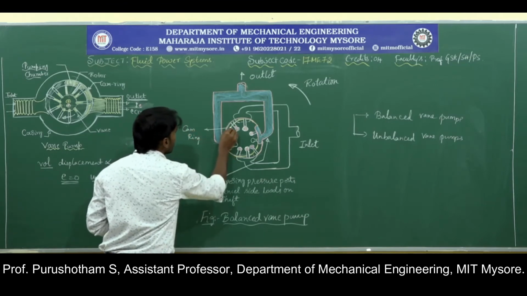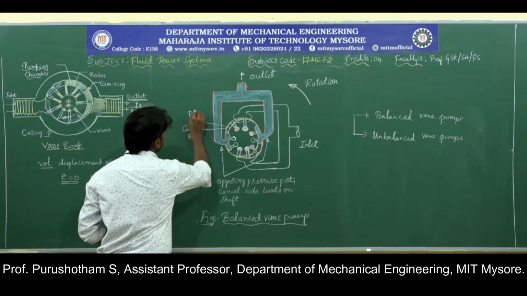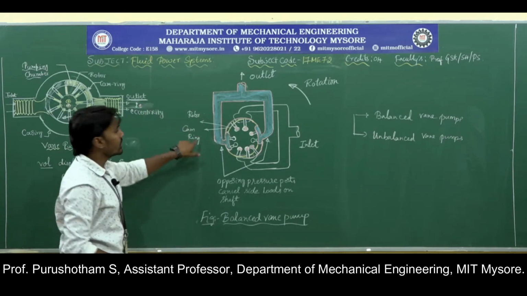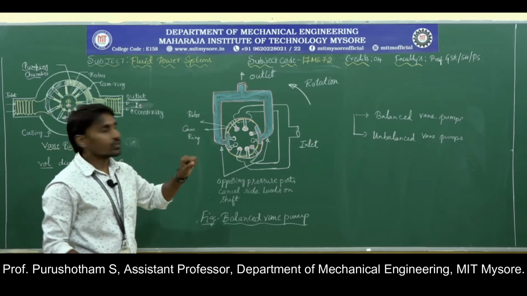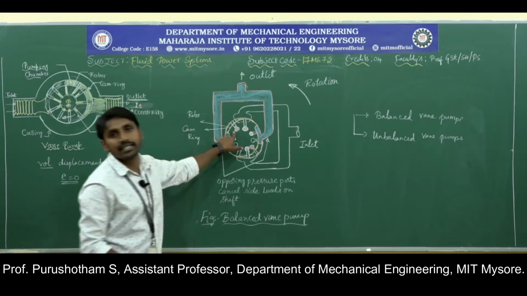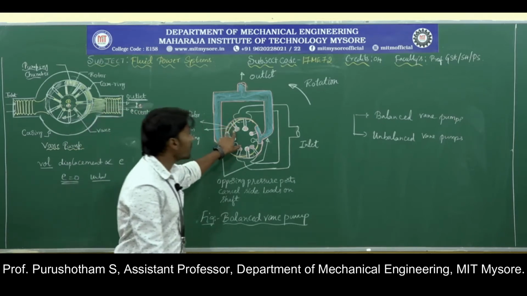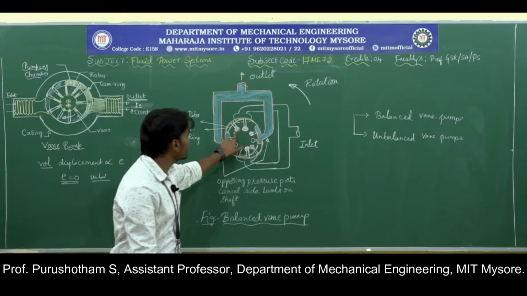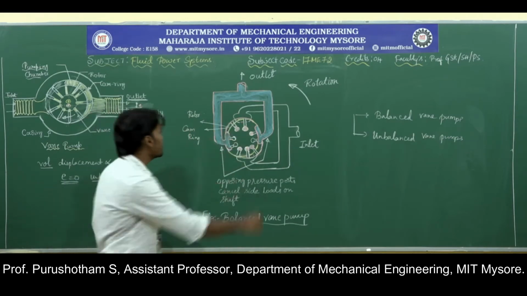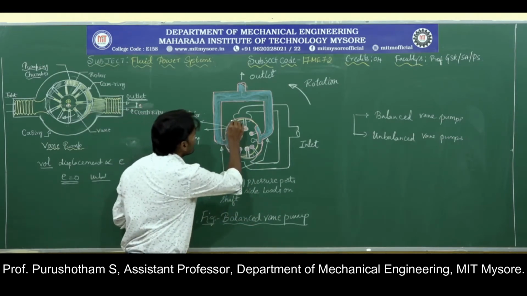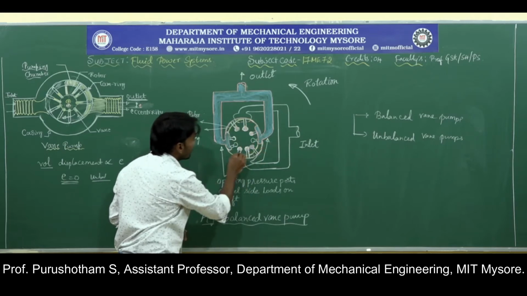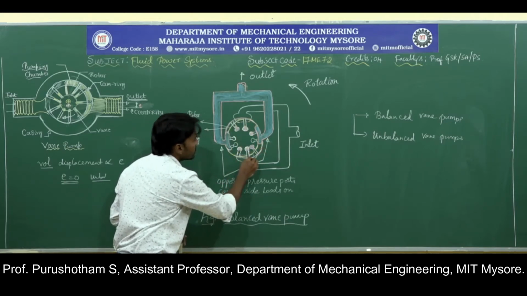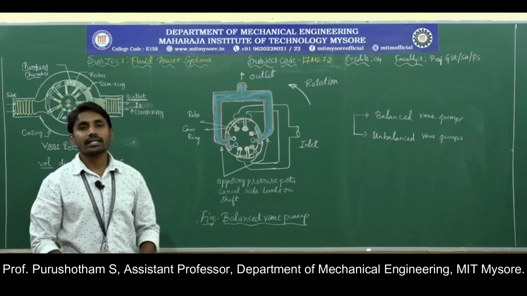So this will be the rotor, which is going to rotate within a cam ring. The rotor contains radial slots, and each slot contains a vane which is designed in such a way that it has to meet the surface of the cam ring.